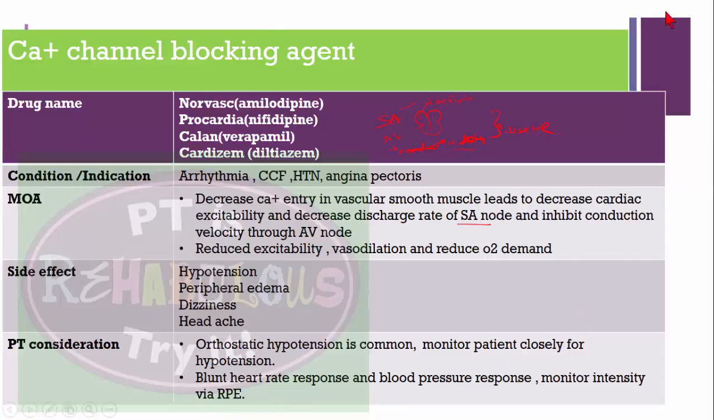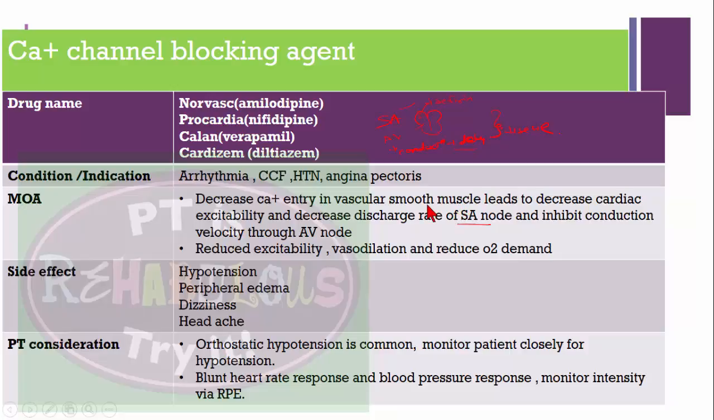Now we are going to learn calcium channel blockers separately. Just remember the drugs: the "dipines" like Norvasc (amlodipine), Procardia (nifedipine), Calan (verapamil), and Cardizem, which means diltiazem. Mainly what is this drug used for? Arrhythmia, congestive cardiac failure, hypertension, and angina pectoris. The mechanism of action is decreased calcium entry in vascular smooth muscle.